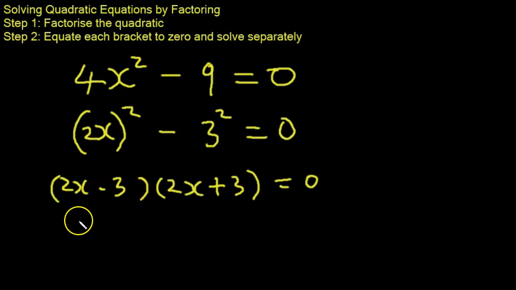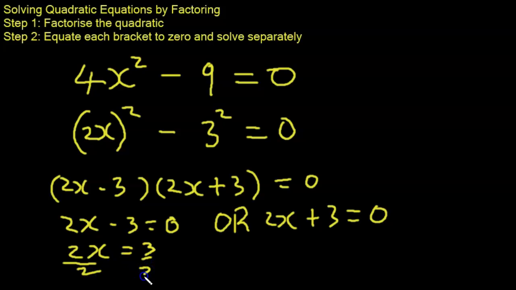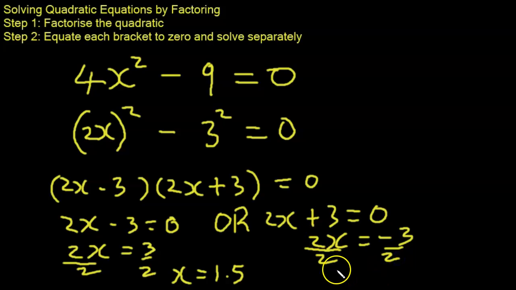After we factorize, which is step 1, step 2, now we equate each of the brackets to 0. So 2x minus 3 is equal to 0, or 2x plus 3 is equal to 0. And solving this, 2x minus 3 equal to 0 means that 2x is equal to 3. And if we divide both sides by 2, x is equal to 1.5. That's one solution. The other, we have here 2x, subtract 3 from both sides, 2x is minus 3, divide both sides by 2. 2 into 2, that's 1, so 1x is equal to minus 3 divided by 2, that's minus 1.5.